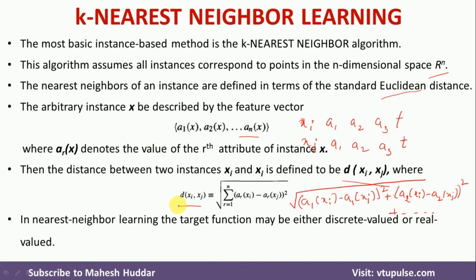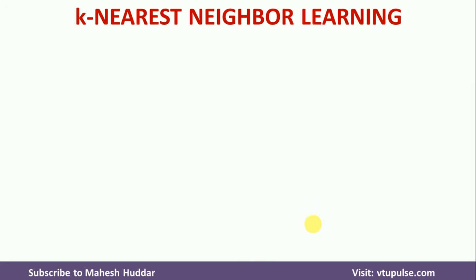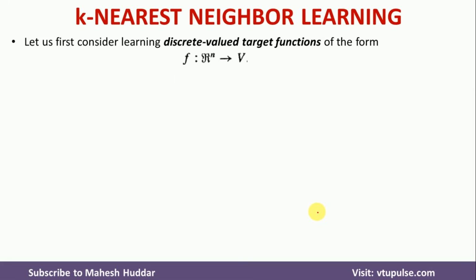Usually, as I said earlier, the k-nearest neighbor or any nearest neighbor algorithm has two kinds of target functions. One is discrete valued, and the other is real valued. So first we consider the discrete valued target function and try to understand the k-nearest neighbor algorithm here. The discrete value target function is represented as something like this, where Rn is the feature space represented in n-dimensional space, and V is the target values. The target values are discrete. They may be countably finite, or you can say a finite number of values.